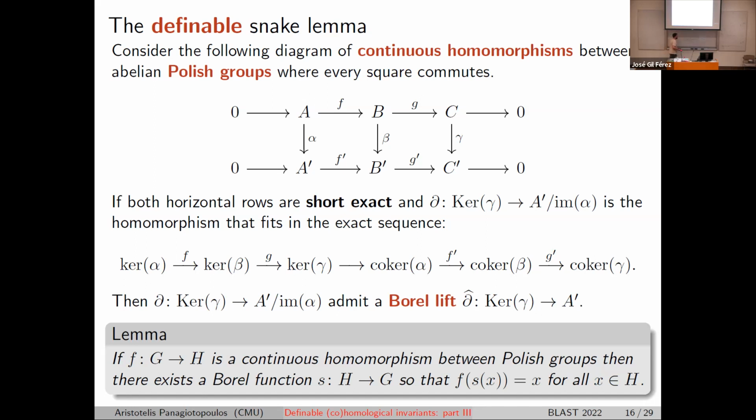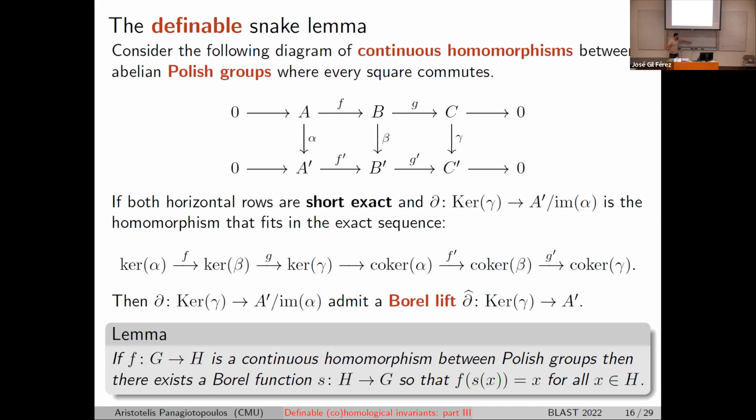If you think about it, the first ingredient here is to consider, for every Polish space, a new space which has a nice Borel sigma-algebra. This is the space called the hyperspace of all closed sets.